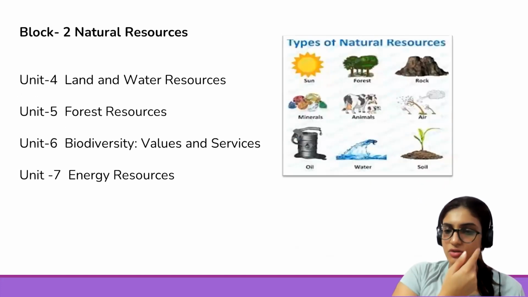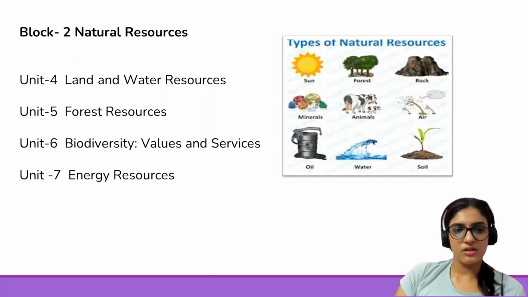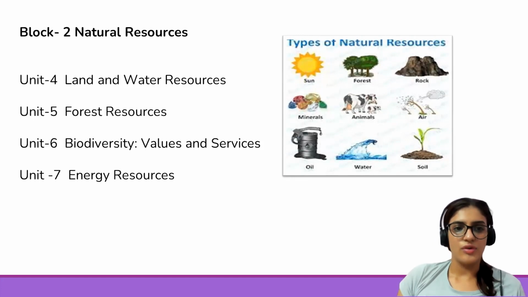Block 2 is natural resources, and this block has 4 units. Unit 4 is about land and water resources. Unit 5 is about forest resources. Unit 6 is about biodiversity. And Unit 7 is about energy resources. So, in this block, we are going to study different natural resources that are provided to us by the environment. Like first, in Unit 4, we are going to study land and water resources.